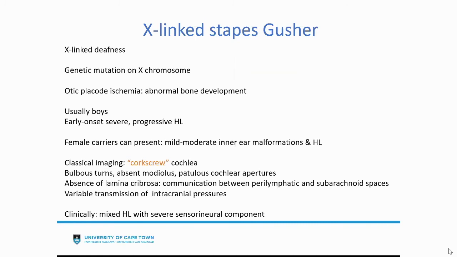If you're thinking about an X-linked stapes gusher, they have what is described as a corkscrew cochlea, and there you've got absence of the lamina cribrosa, so that's why there's a communication between the perilymphatic and subarachnoid spaces, and you can have variable transmission of intracranial pressures. So clinically, you would actually see a mixed hearing loss with quite a severe sensorineural component because of the corkscrew cochlea.